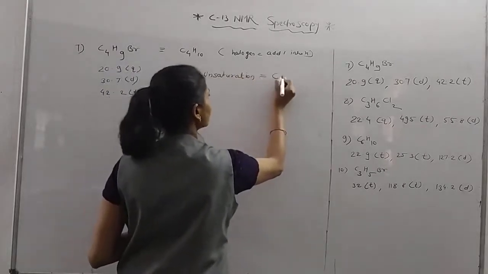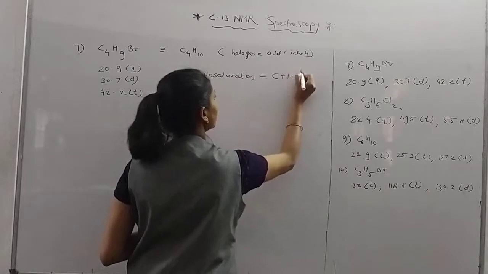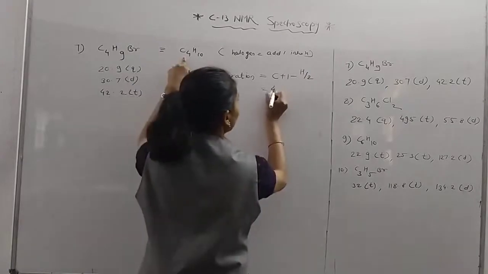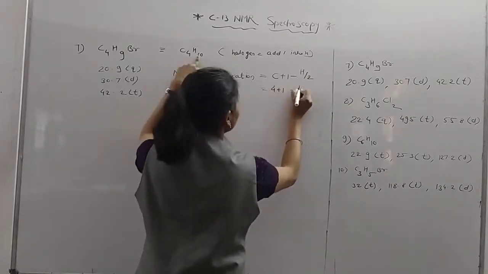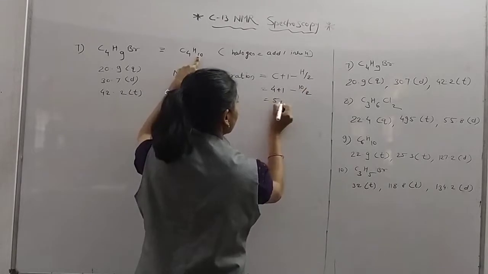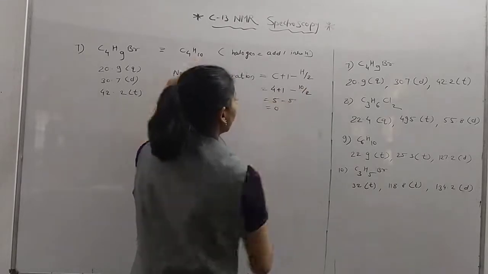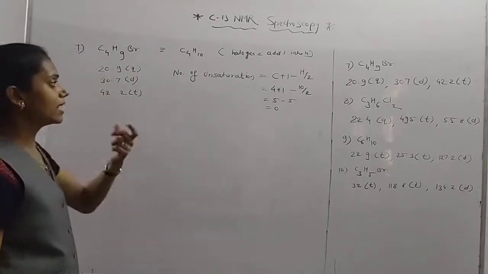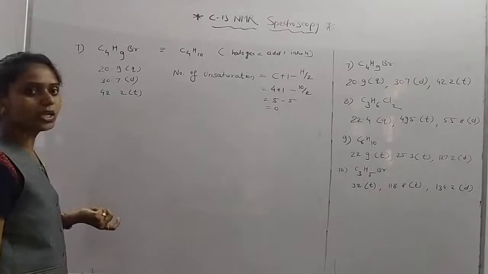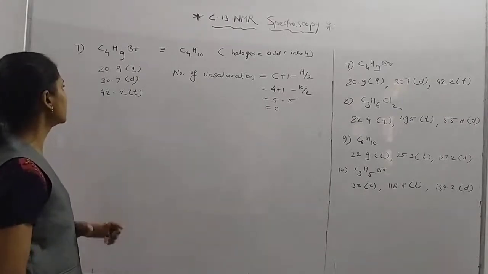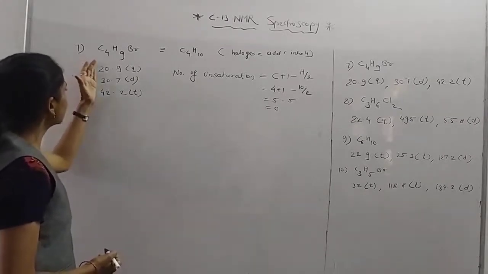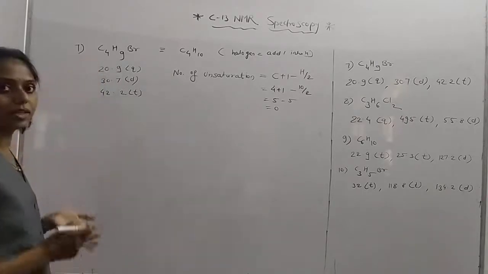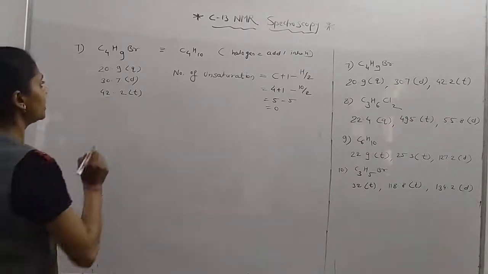What is the formula for unsaturation? C plus 1 minus H by 2. How many carbon atoms? 4. So 4 plus 1 minus 10 by 2, that is 5 minus 5, equals 0. There is 0 unsaturation. That means there is no alkene, alkyne double bond system or aromatic system here. And these chemical shift values are also below 50, so we obtain a simple structure.